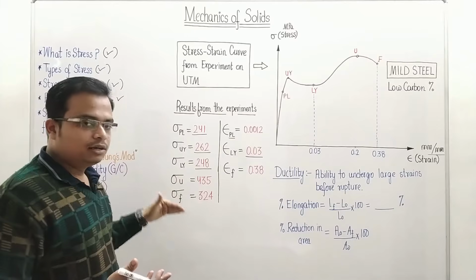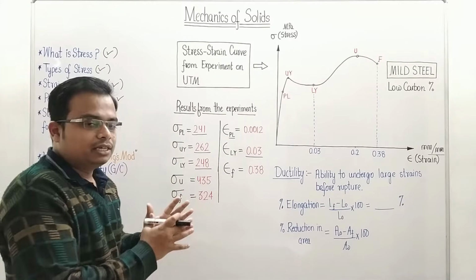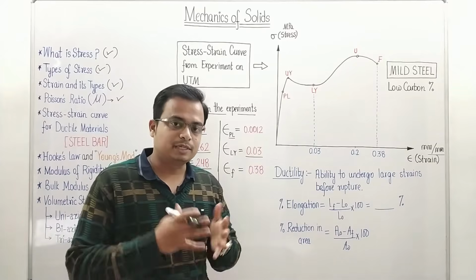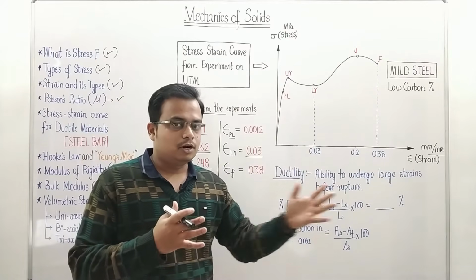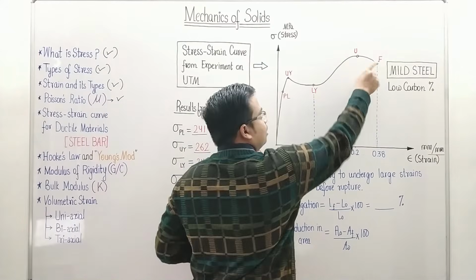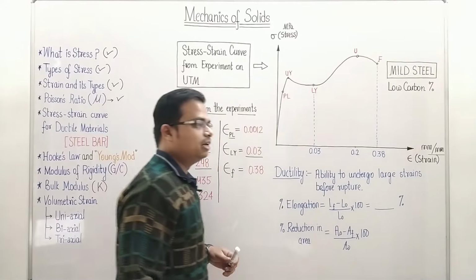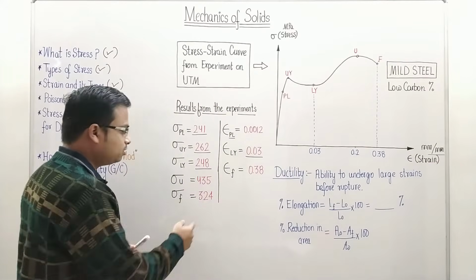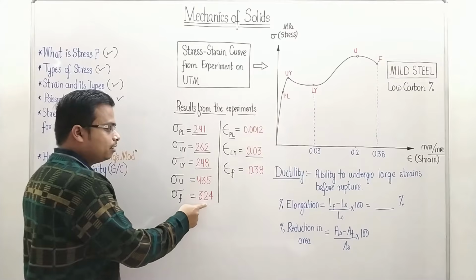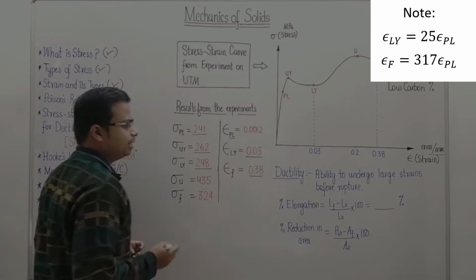These are all the experimental results which you are going to get if you perform this tension test on a mild steel specimen on a universal testing machine. So that's it. And finally, after this point, neck begins to form, and at point F, the material finally fractures. So the stress at fracture is 324 megapascals, and at fracture, the strain is 0.38.